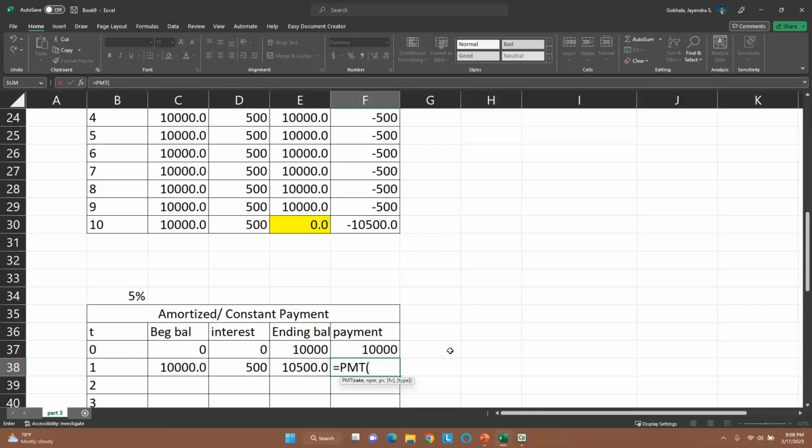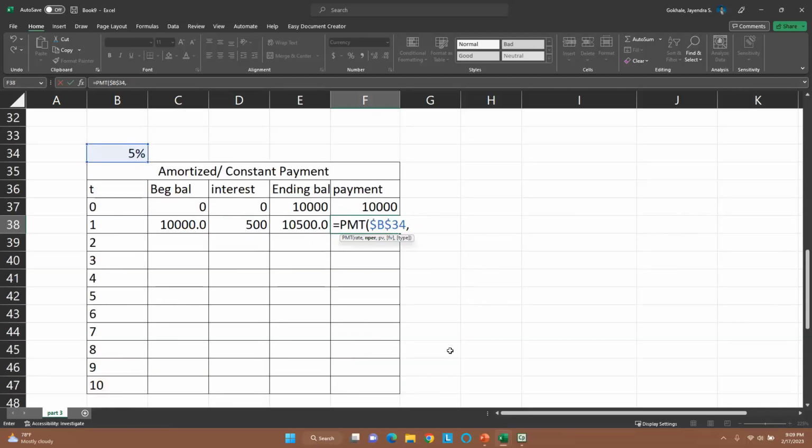So what is the rate for that? $B$34. That is the rate. Number of periods is in the cell here, so $B$47. That is the number of periods. Present value is minus $E$37. Yep. Note how we are fixing all the cells, because the payment that is calculated is based on the initial value of the loan at a certain fixed rate for a certain fixed number of periods.